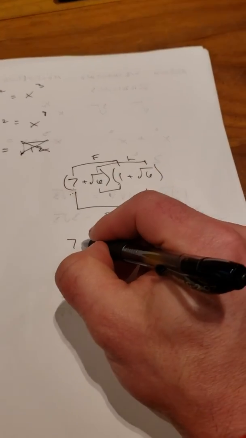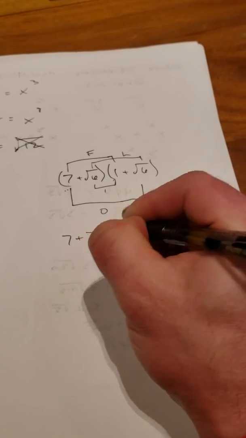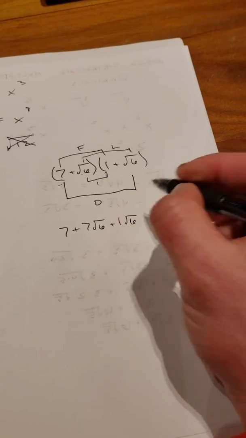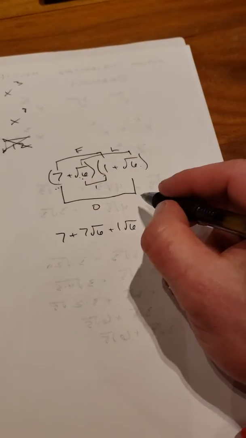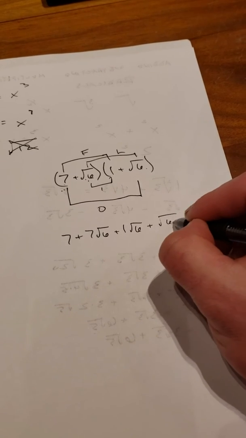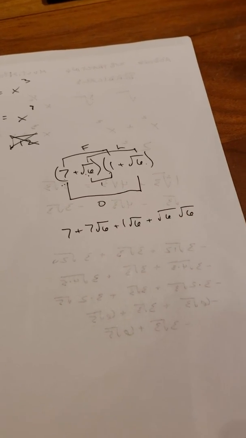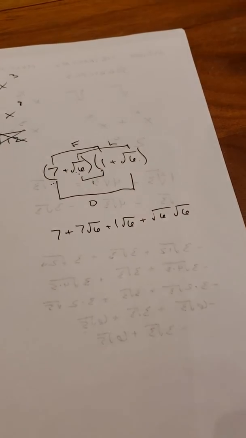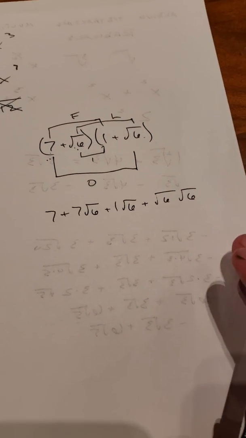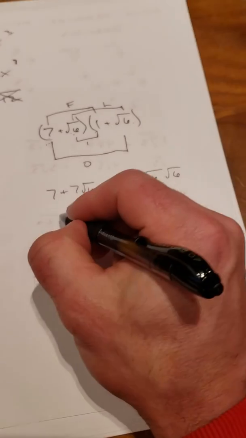7 times square root 6 plus 7 root 6. Square root 6 times 1 plus 1 square root 6. And then square root 6 times square root 6. And this is sort of neat because we go square root 6 times square root 6. And I use the word neat very, very loosely. Don't think I get like super excited over this.